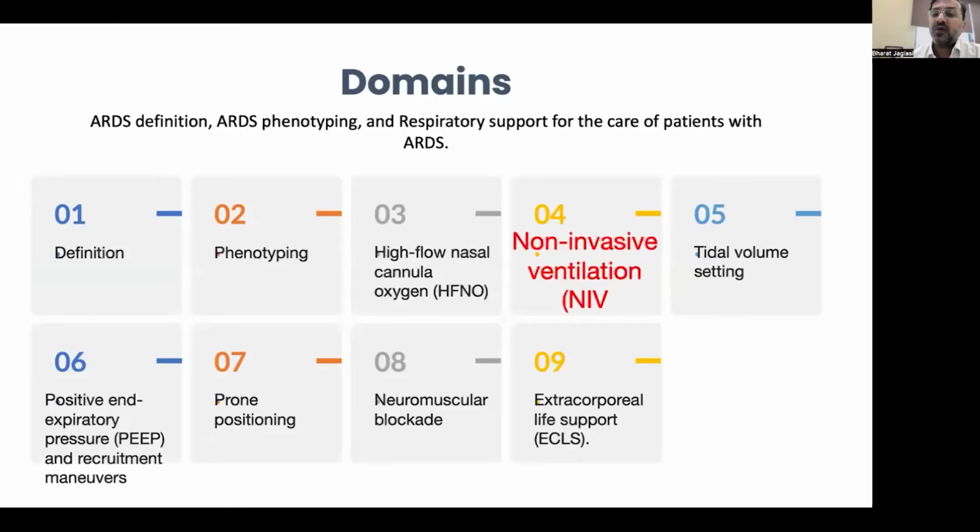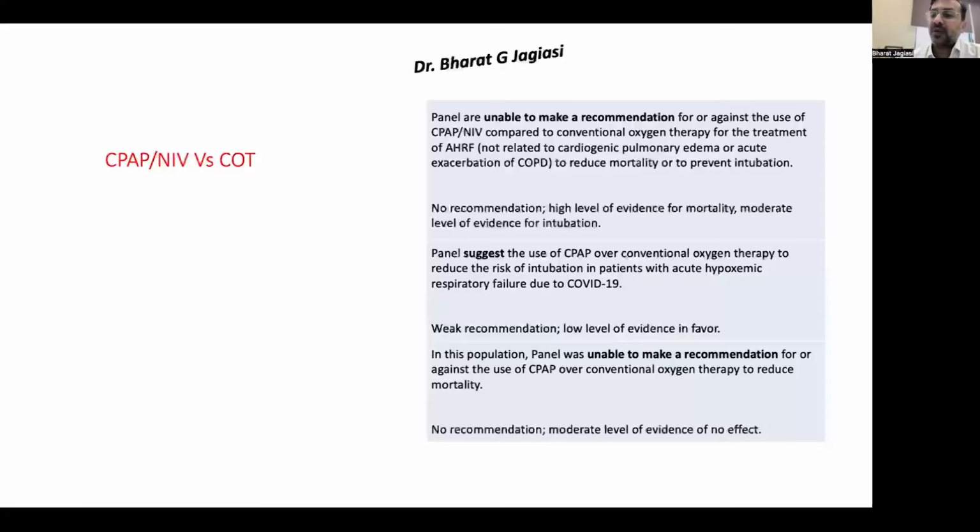So when it comes to mild ARDS, there are recommendations that we can use non-invasive ventilation or HFNC in mild to moderate ARDS patients. This is what is known to us. But when we compare CPAP versus IPAP, or CPAP NIV versus conventional oxygen treatment therapy, what are the recommendations by the ASM 2023 guidelines?